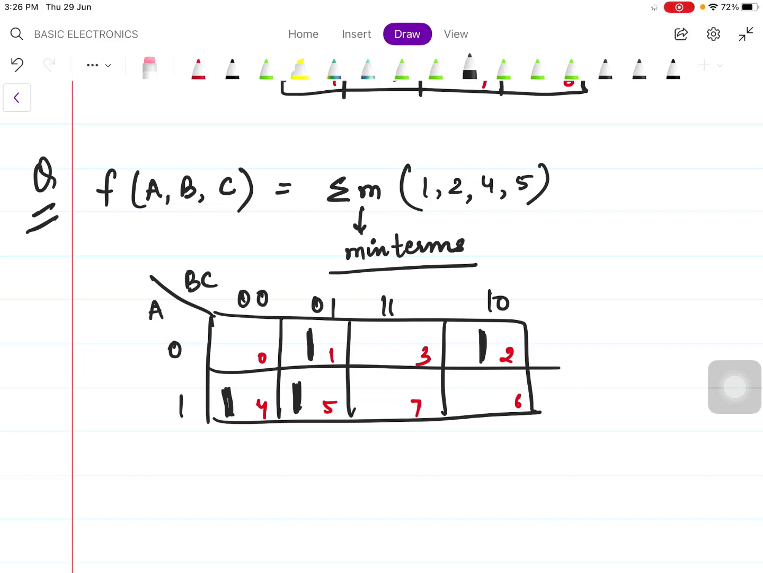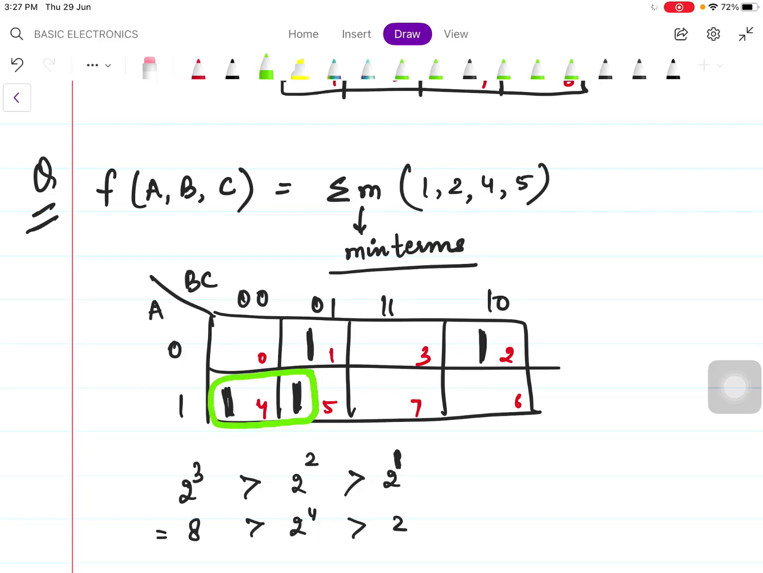The biggest combination that we have to search over here is 2 raised to the power 3, that is of 8. Is the group of 8 possible? No. Then we have to search for the group of 4, which is again not possible because we do not have adjacent 4s. Then we have to search for a group of 2, which is possible. How is it possible? Either you can make a group of 1 and 5 or 4 and 5. Alright, so let's make any of them. I am making 4 and 5.